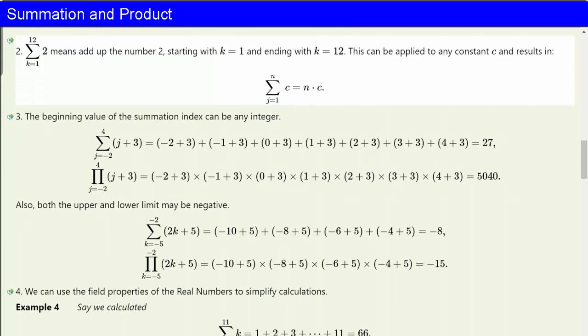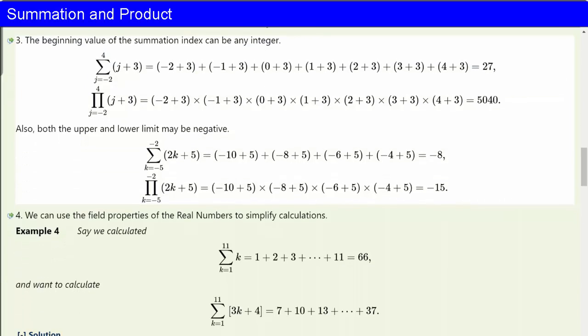A second point. The sum from k equals 1 to 12 of the number 2 means add up the number 2, starting with k equals 1 and ending when k is 12. So you get 2 plus 2 plus 2 exactly 12 times. In other words, 2 times 12 is 24. This applies to any constant c being added up any number of times. The sum from j equals 1 to n of the constant c is n times c.